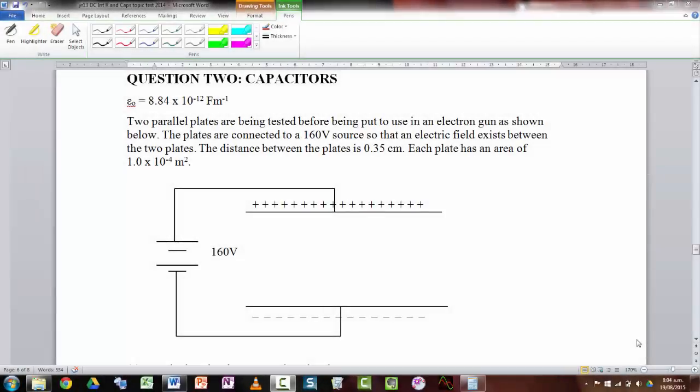Okay, in this question we've got two parallel plates being tested before being put in use in an electron gun. The plates are connected to a 160 volt source, so that an electric field exists between the two plates. The distance between the plates is 0.35 centimeters, and each one has an area of 1 times 10 to the negative 4. So this is basically a big air-filled capacitor with 160 volts applied.